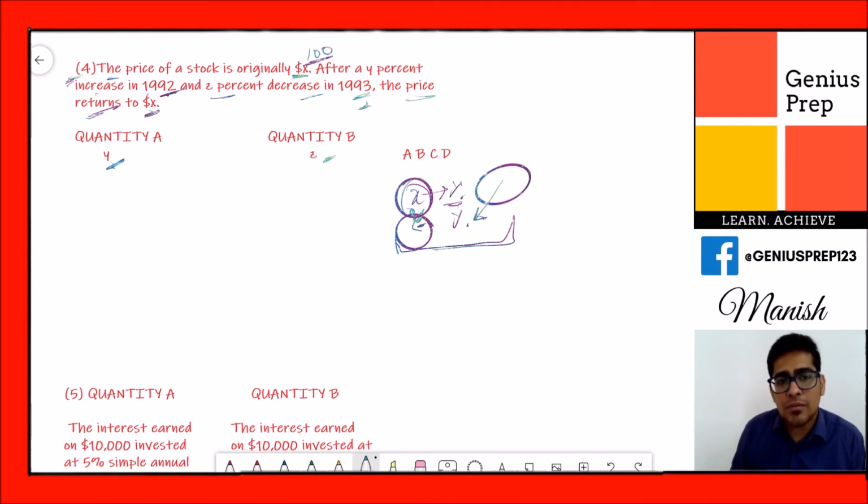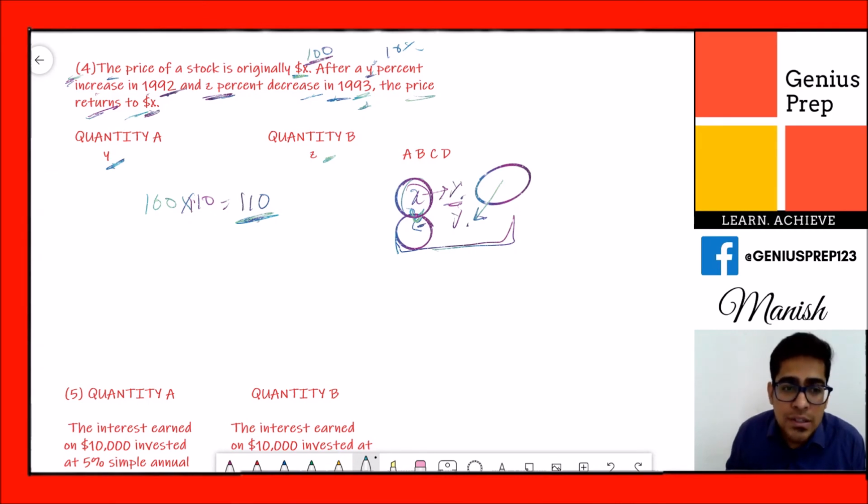After a Y percent increment in 1992 and a Z percent decrement in 1993, the price returns to value X. Suppose it increased by 10%, because no relation is given for Y. So a 10% increment in 1992, 1.1 times 100, the new price is 110.